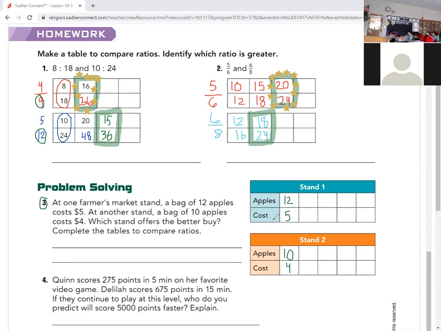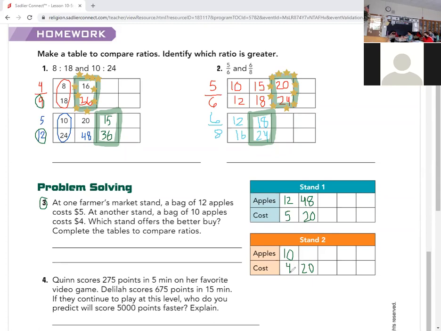So we're trying to find the better buy. And how are we going to do so? By finding a spot to compare one ratio to the next, right? So here we go. Where could 5 and 4 meet? 20. We could cut right to the chase and just use $20 as a spot to meet at. But each ratio is going to have a different number on the top, right? How would I get from 5 to 20? Multiply by 4. So what would 12 multiplied by 4 be? 48. So I could get 48 apples at this stand for 20 bucks.